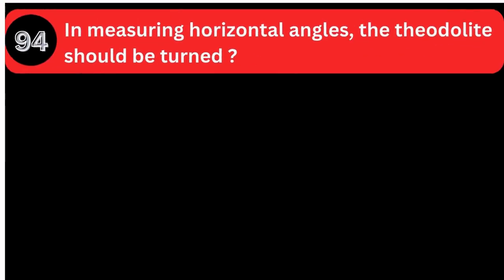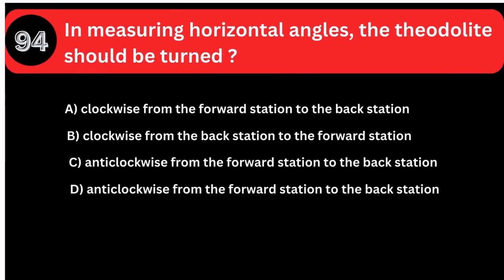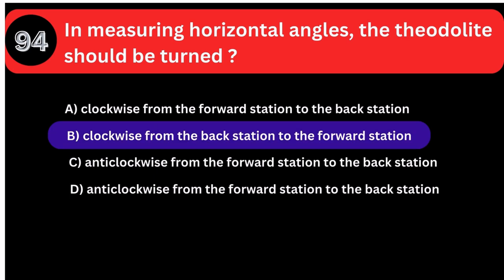In measuring horizontal angles, the theodolite should be turned. Options: A. Clockwise from the forward station to the back station. B. Clockwise from the back station to the forward station. C. Anticlockwise from the forward station to the back station. D. Anticlockwise from the forward station to the back station. Answer: B. Clockwise from the back station to the forward station.